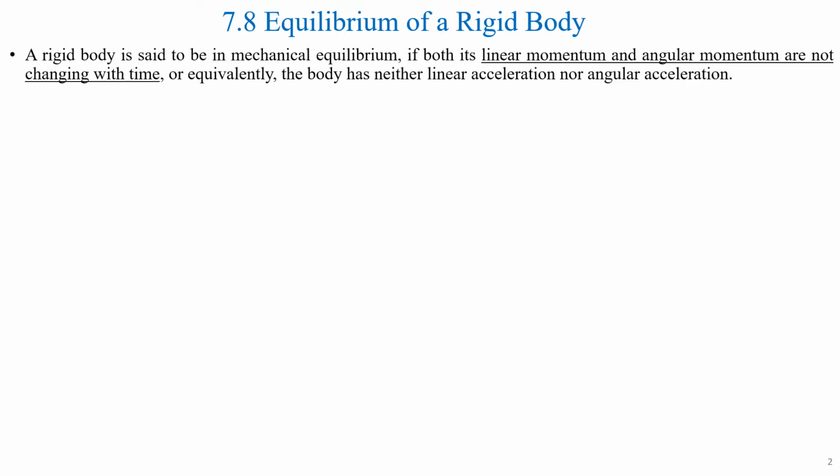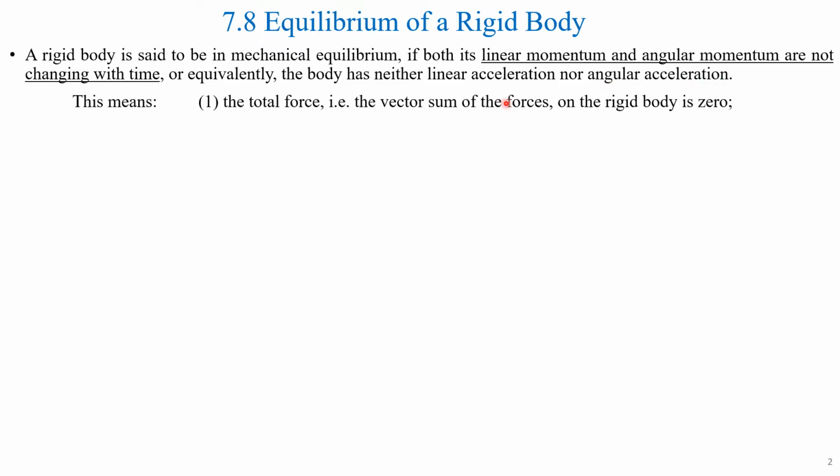So let us start this chapter 7.8, that is equilibrium of a rigid body, by defining the equilibrium. A rigid body is said to be in mechanical equilibrium if both linear momentum and angular momentum are not changing with time, or equivalently, the body has neither linear acceleration nor angular acceleration.